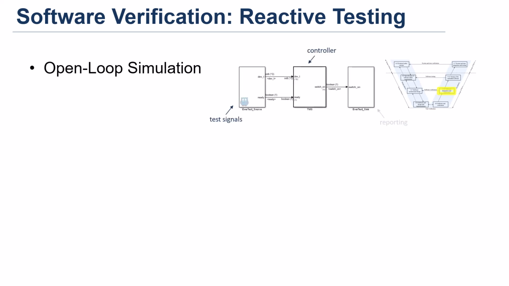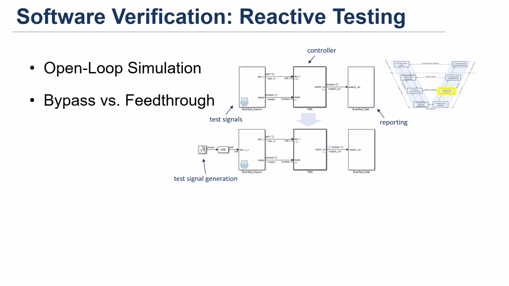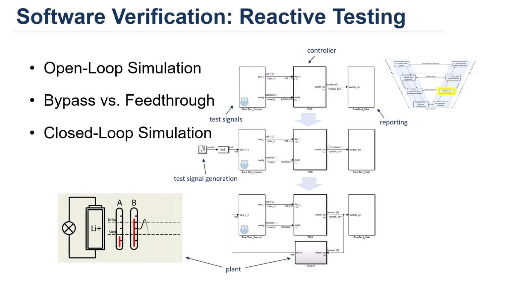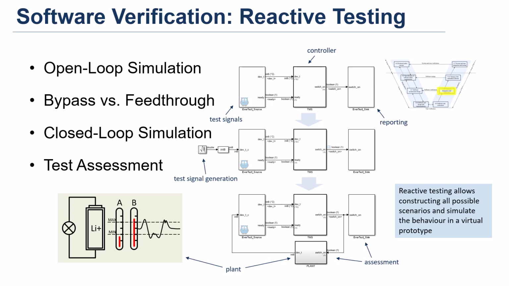Software verification on the model level can be done in different modes. The simplest mode is the open loop simulation. The more complex reactive mode would be using the bypass or feed-through signals from outside the test harness. It means from Simulink. And this feature allows the closed-loop simulations with plant models, which will generate test signals. And you can still use your test assessments. Reactive testing allows constructing all possible system scenarios and simulate the behavior in virtual prototype.